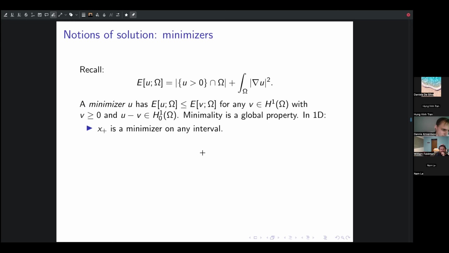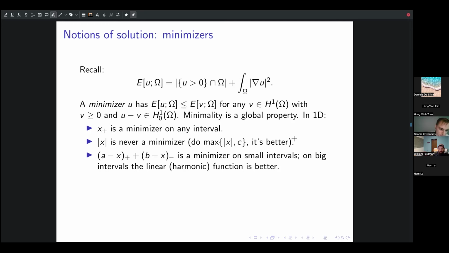Okay, so let's talk about the possible notions of solution quickly. Minimizers, I already mentioned minimizers, right? A minimizer just minimizes the energy with respect to, let's say, some compactly supported perturbations. Minimality is not a local property, it's a global property, and so let's check which of our previous solutions are minimizing in which domains. In 1D, the regular solutions, the x_n plus type solutions, are minimizers everywhere, but the absolute value of x is just not minimizing. You can just beat it with a competitor.